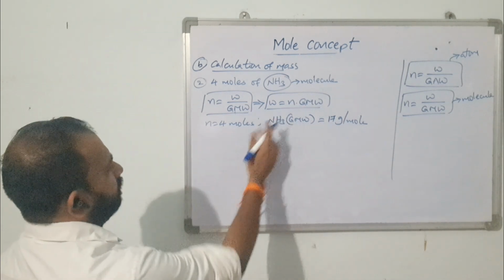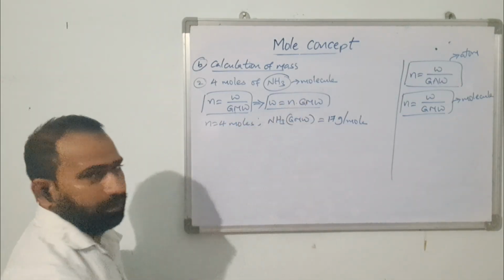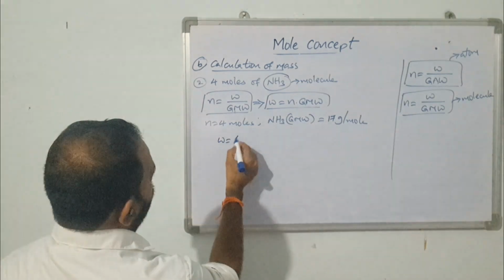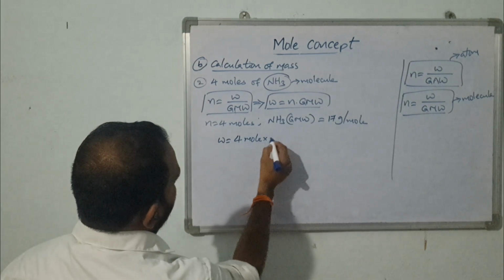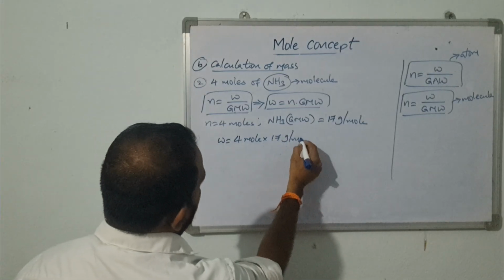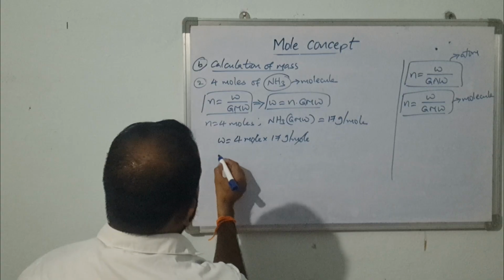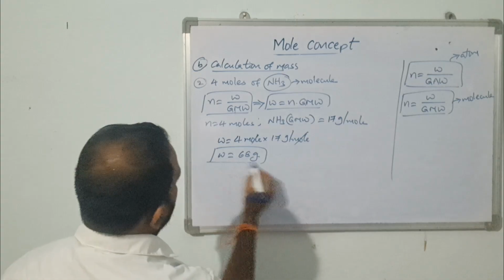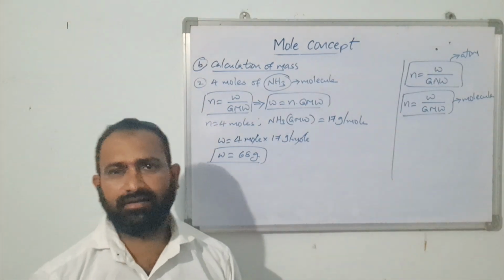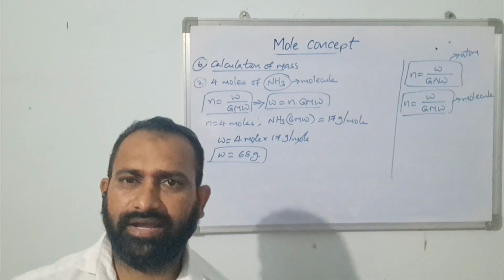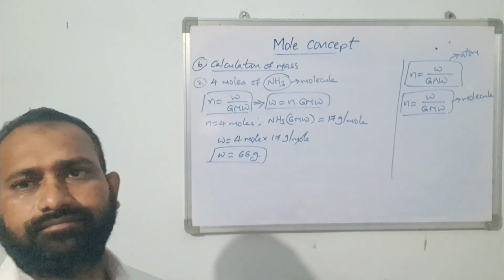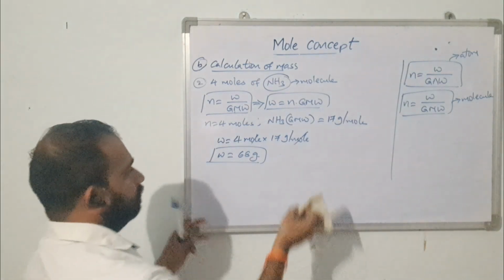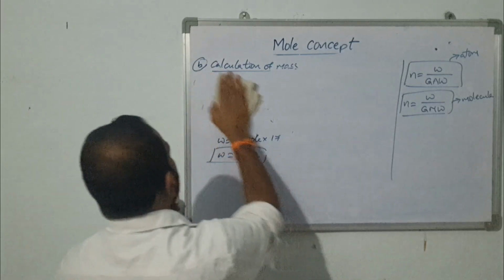So let's substitute these values in this formula. W equal to 4 moles into 17 gram per mole. So we get weight equal to 68 grams. Understood, children? In this way we can simply calculate the mass of the given substance when the number of moles is given. Okay, note it. Next, the third question.